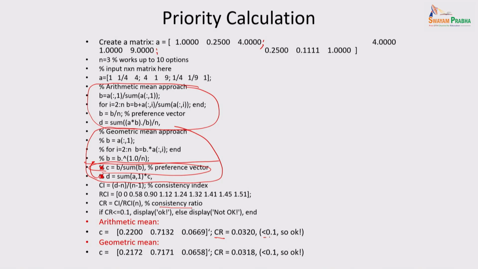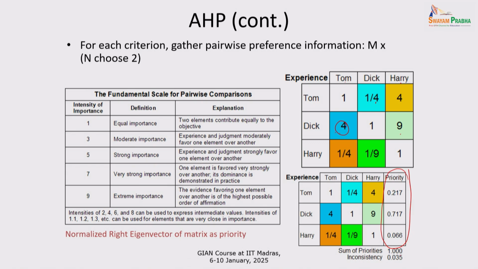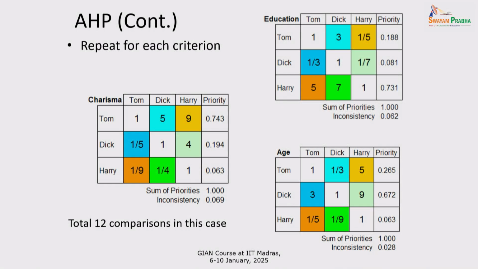If this is less than 0.1, then you will say it is okay, and if it's okay, then you go and put that number here. If it's not okay, you ask them to redo this. Okay, you got the priority value, store it. Actually their sum has to be 1. Repeat the process for others. Education, only thinking of education, again find the priority. Age, priority. Charisma, priority, and save them.